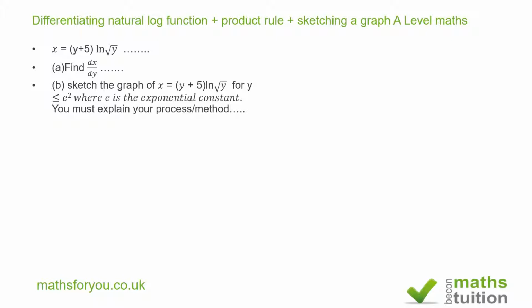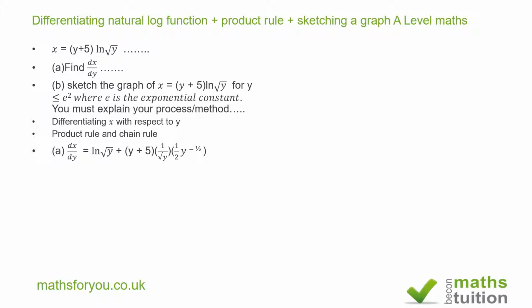Okay, now for the first one, we shall be differentiating x with respect to y. We shall also be looking at product rule and chain rule. Okay, now for the dx over dy, firstly we differentiate y plus 5, which is 1, multiplied by natural log square root of y, and that's what we got there.